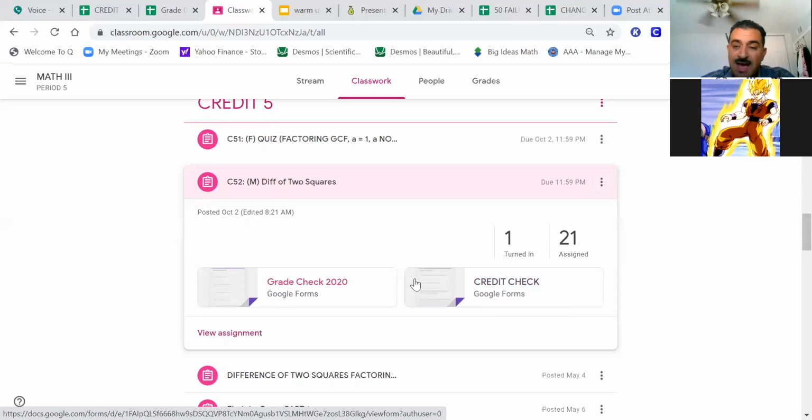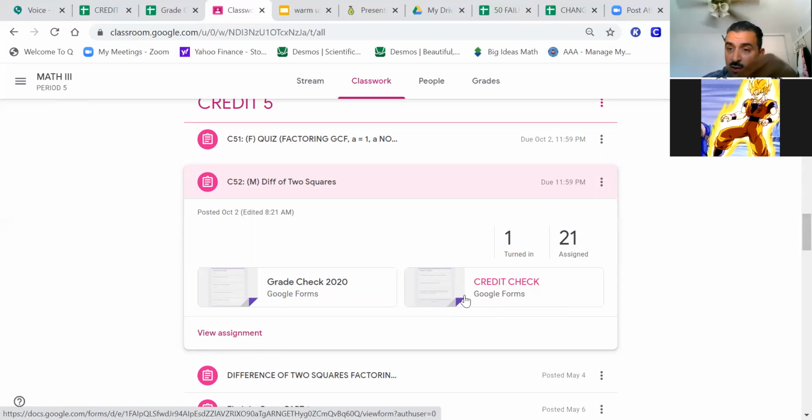So you do both of these after the notes. We're going to do notes right now. After the notes, veteran students only, you're doing a grade check, credit check. That's it. You get your credit for the day. But you have to show me the notes too before we say goodbye. Okay? So make sure you're taking good notes right now.